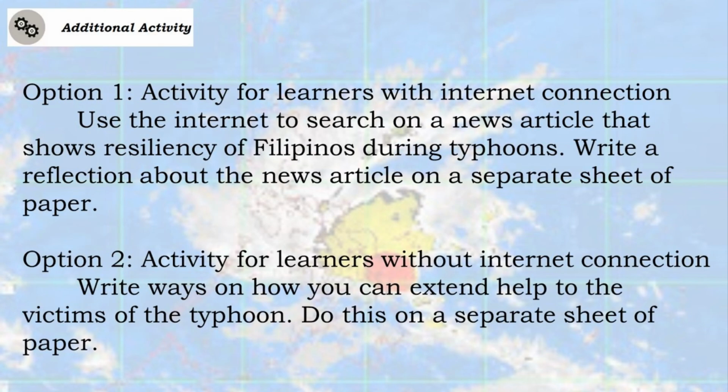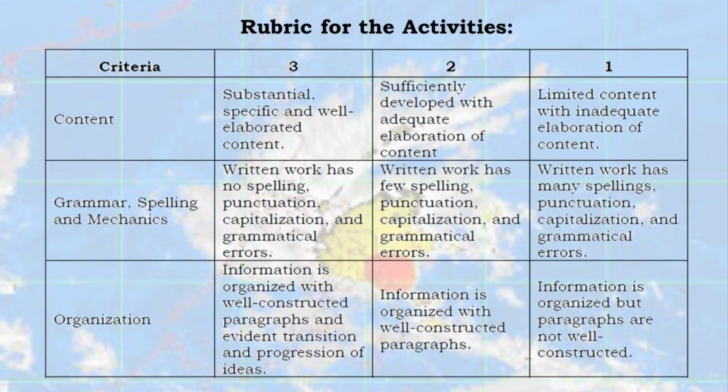Option 1. Activity for learners with internet connection. Use the internet to search on a news article that shows resiliency of Filipinos during typhoons. Write a reflection about the news article on a separate sheet of paper. Option 2. Activity for learners without internet connection. Write ways on how you can extend help to the victims of the typhoon. Do this on a separate sheet of paper. Rubric for the activities.